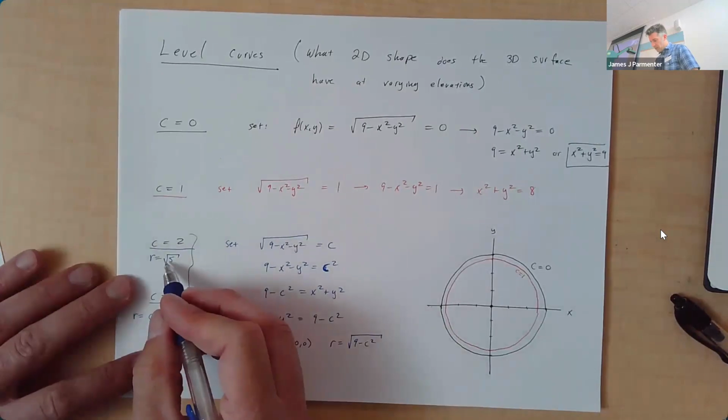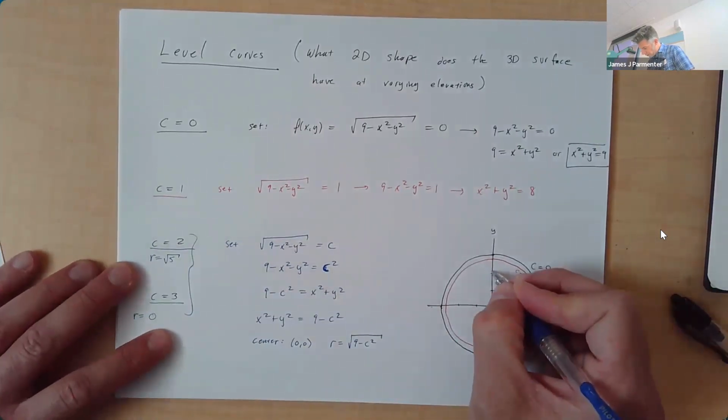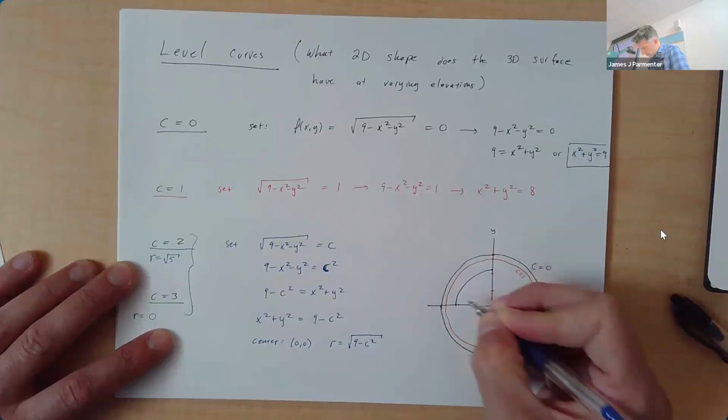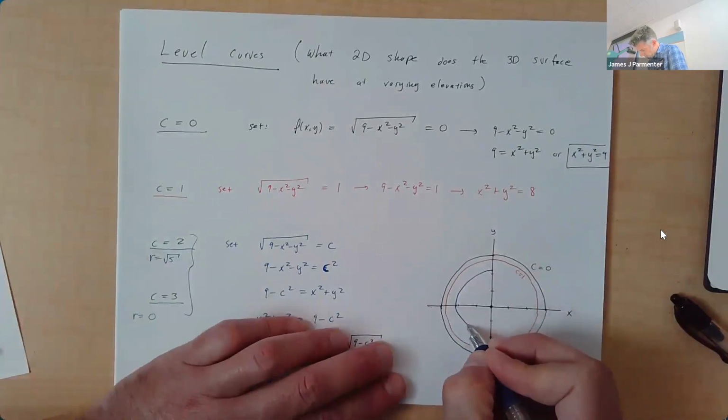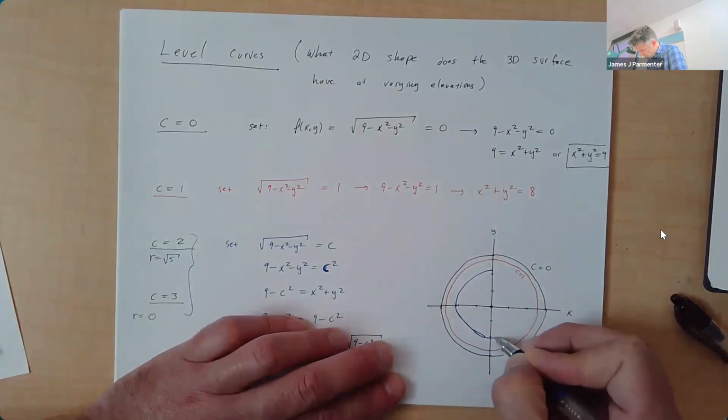Square root of 5 is a little bit bigger than 2. Like right there. Oh, wow. Sometimes your circles don't look great. It's okay. You don't have to be perfect.